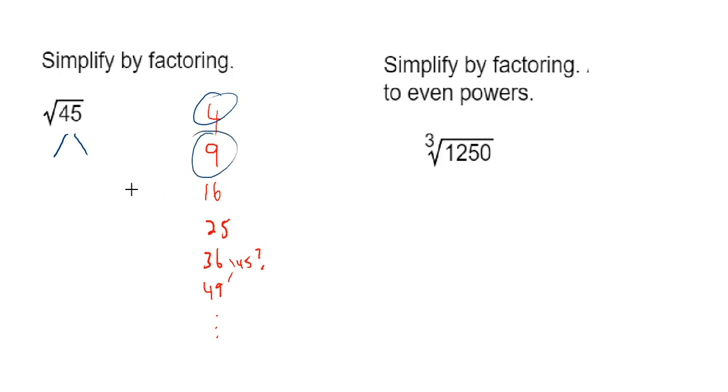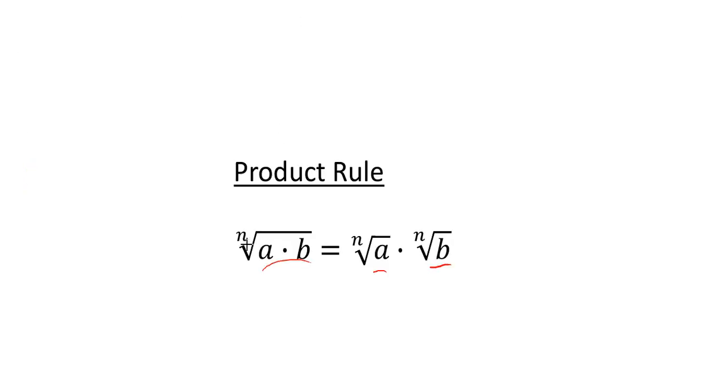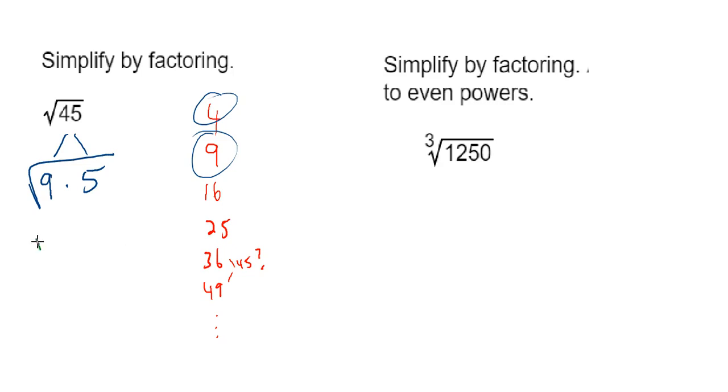Can I split it up with a 9? Yes. I can split up 45 as 9 times 5. By getting a 9 here, I know that part will simplify. So we're going to split up 45 as 9 times 5. And then we can use this rule that we were just looking at and split up the square root and apply it to each number individually. We'll apply the square root to the 9 separately and to the 5 separately. And then we can simplify.